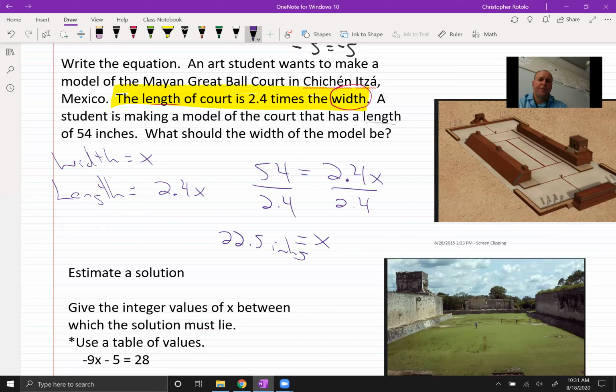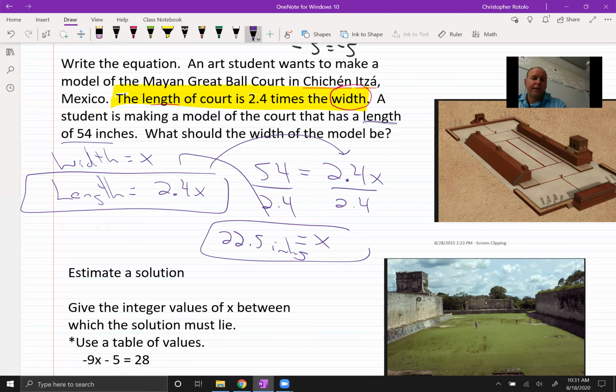Okay, so where did that come from? We want the length to be 54 inches. So the length has to be equal to 54 inches. So we can solve that and find out that the width, right, plain old x, is going to be 22.5. That gives us a nice proportion. And sometimes, maybe before, you did solve it by proportion.